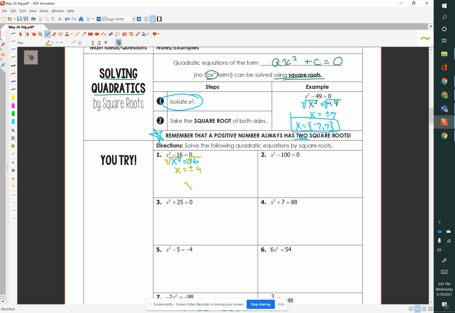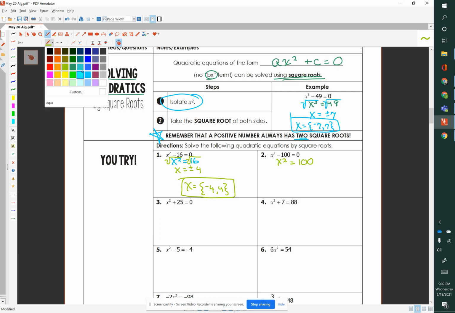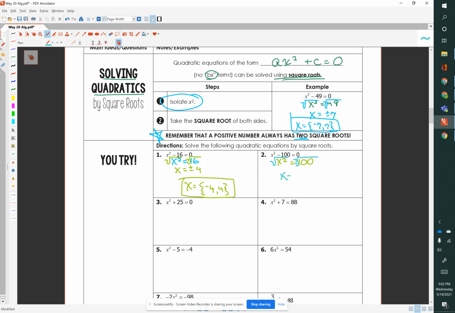And we'll put that in set notation. Number 2, let's move 100 to the right. So x squared equals, this will now become a positive 100. And we'll take the square root of both of those, and x equals positive or negative 10. Again, we will write that in set notation.